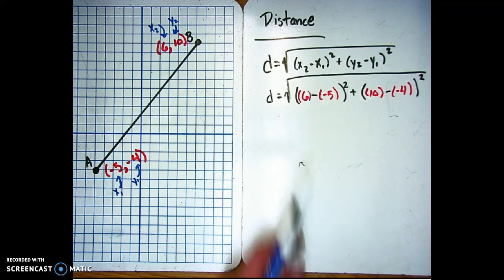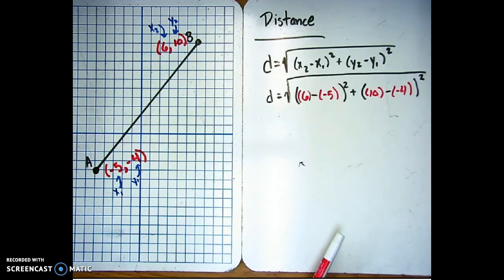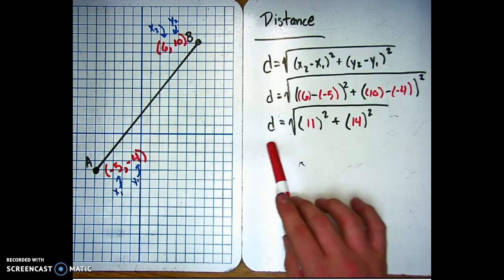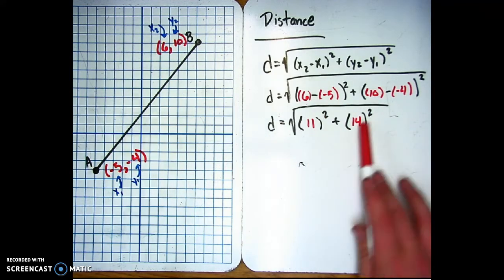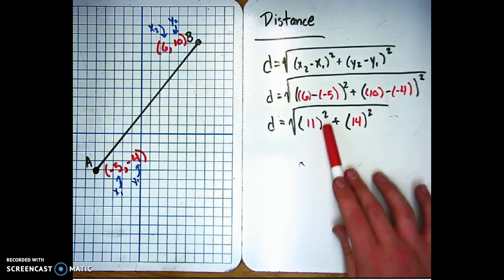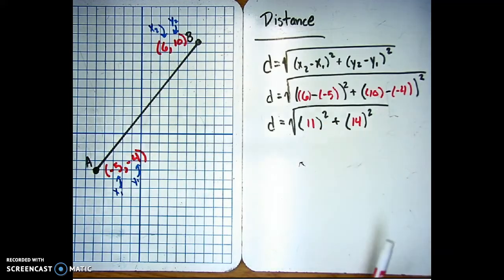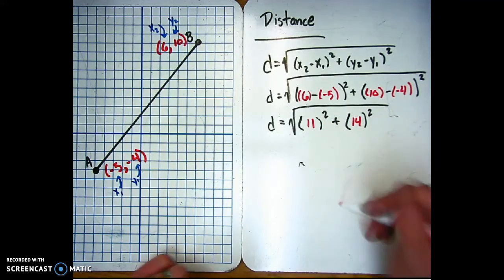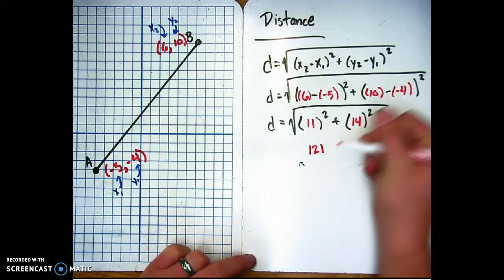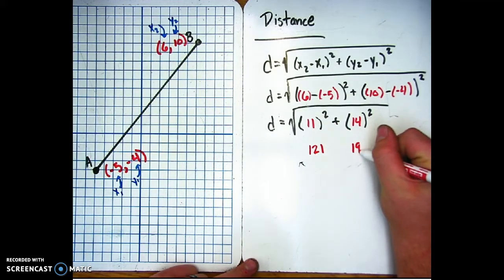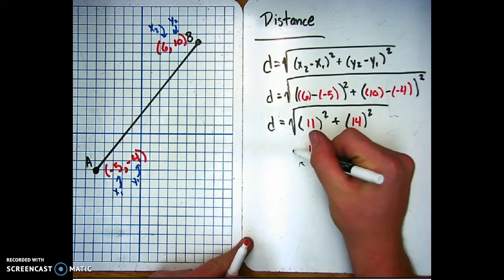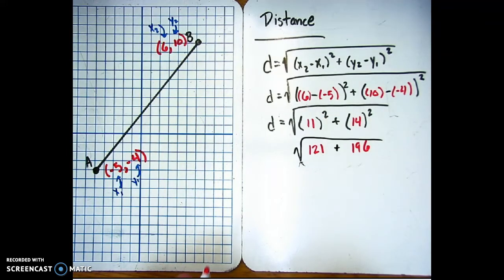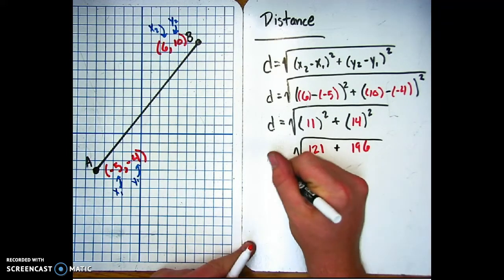Now we simplify and combine. So now we're left with d equals the square root of 6 minus -5 is 11, 10 minus -4 is 14. So we will square them and add them in the next step. So 11 squared is 121. 14 squared is 196. So what we're left with is the square root of 121 plus 196.